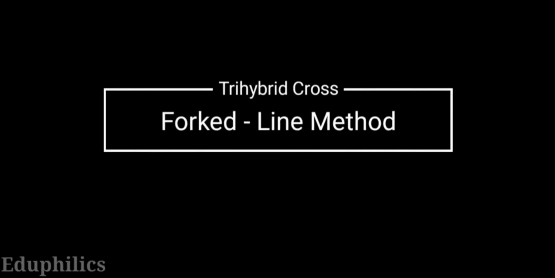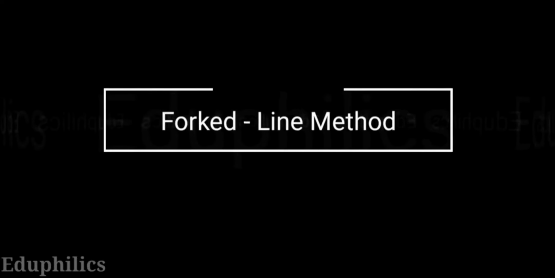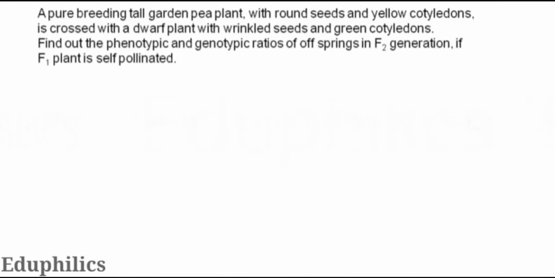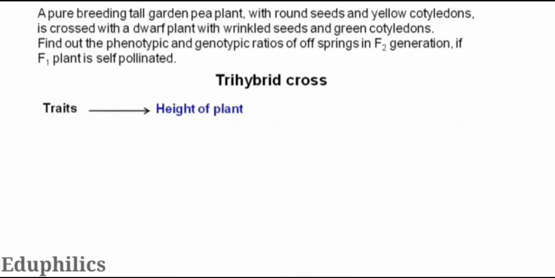In this video, we are going to learn about forked line method. Consider this question as an example to learn forked line method. We are studying inheritance of three traits in this cross: height of the pea plant, shape of seed, and color of cotyledon.